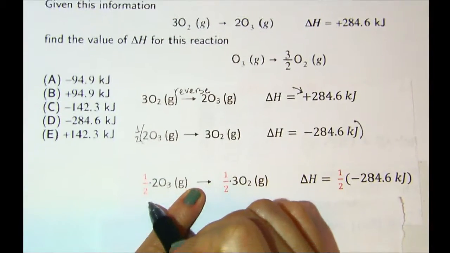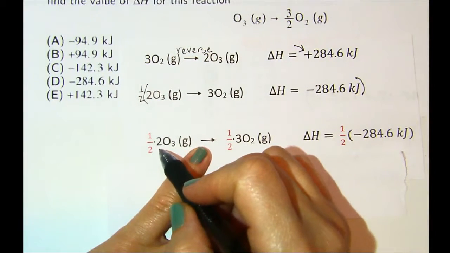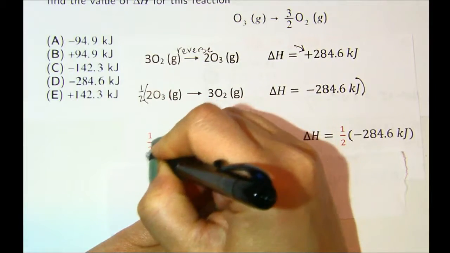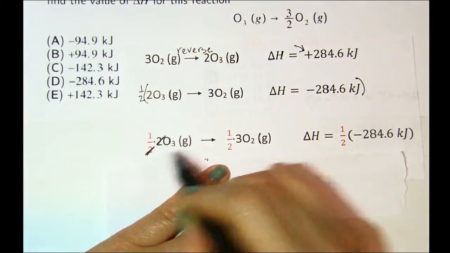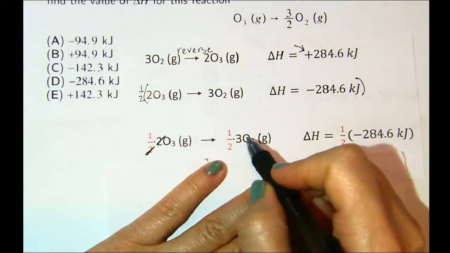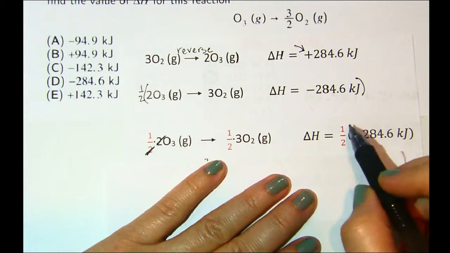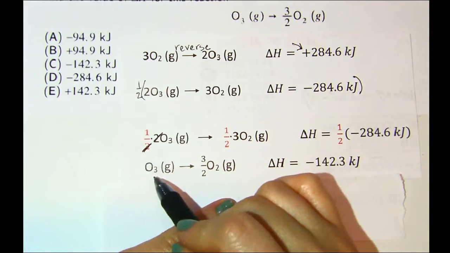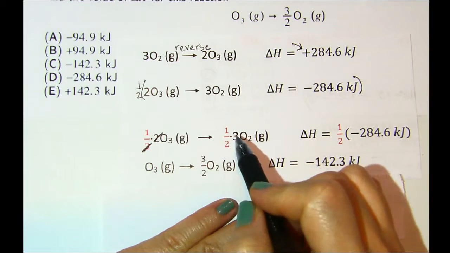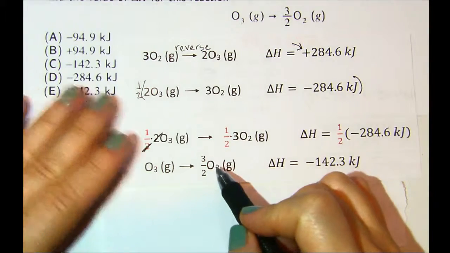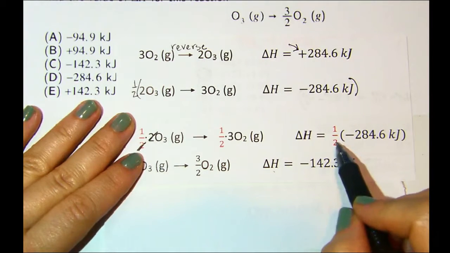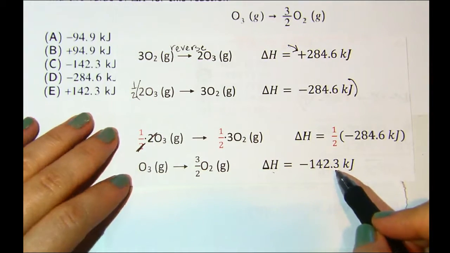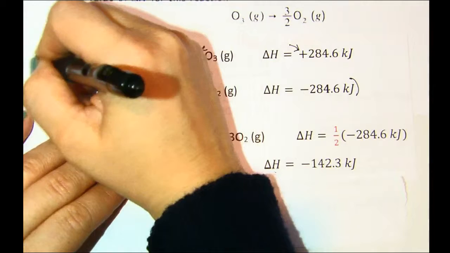So now we have 1/2 times 2O3, and this of course is equal to 1 when you simplify it, yields 1/2 times 3O2. And so we're going to multiply the delta H by 1/2 as well. This simplifies down to be 1O3. This becomes 3 over 2 oxygen. And then my delta H, when I take half of negative 284.6, I get negative 142.3, which is equal to letter C.